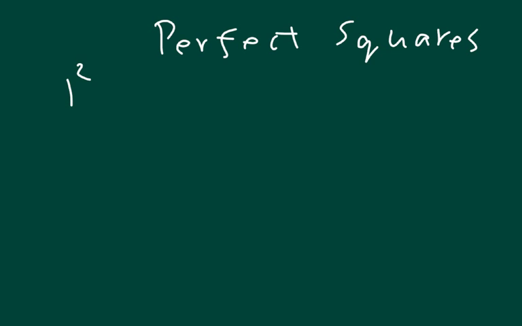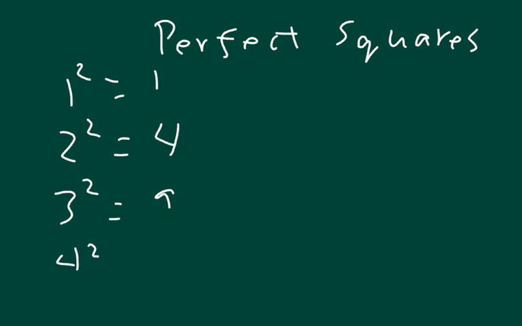So we can generate them just doing 1 squared is 1. So the square root of 1 is 1. 2 to the second power is 4. So 4 is a perfect square. 3 to the second power is 9. So 9 is a perfect square. 4 squared is 16. 5 squared is 25. Now these are all the numbers that are the perfect squares. 1 is a perfect square, and 4, 9, 16, 25.